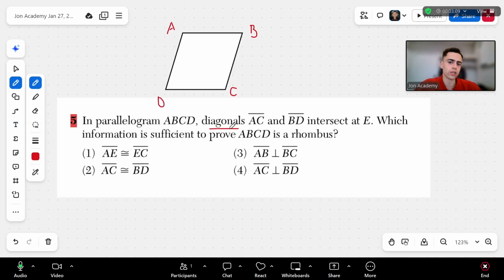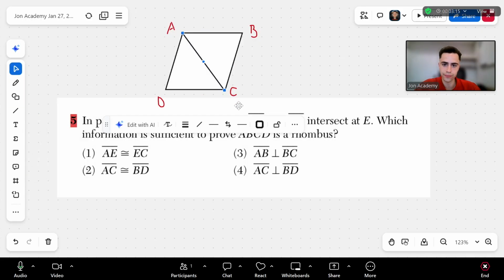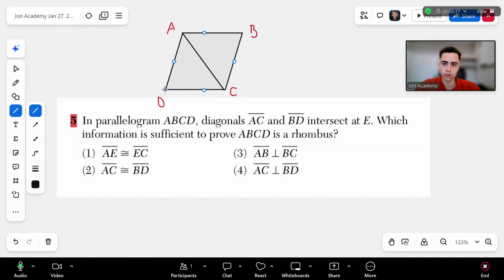And then they also talk about the diagonals. So let's draw the diagonals. AC is this one, no? There. And the other diagonal is DB, no? Okay, perfect. And they intersect at E. So this point is gonna be called E. Okay, which of the information is sufficient to prove ABCD is a rhombus?